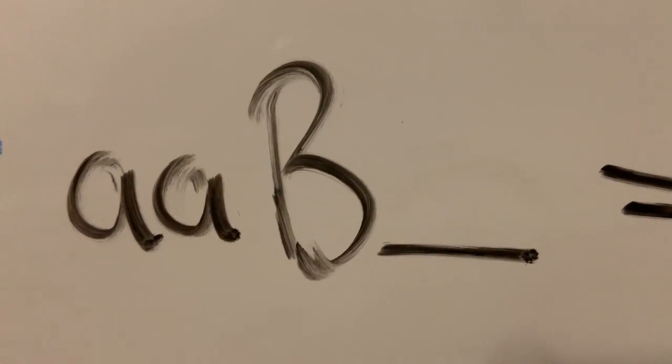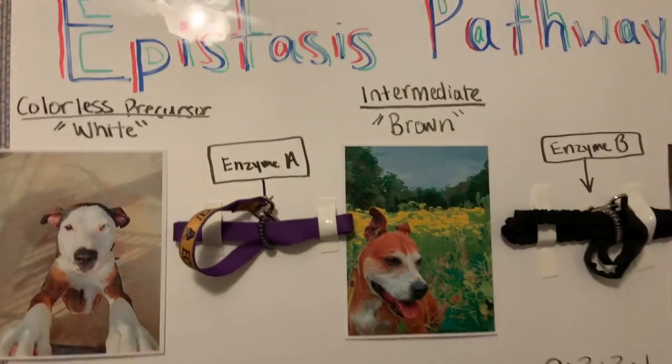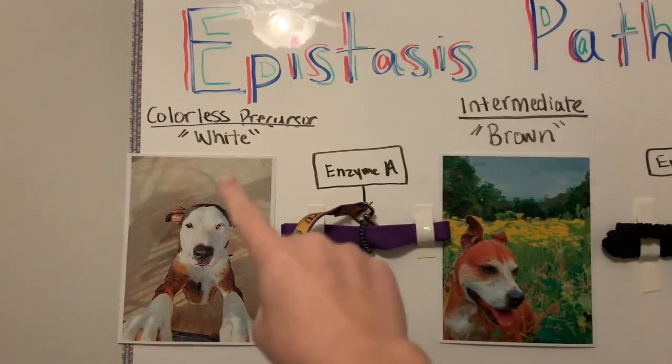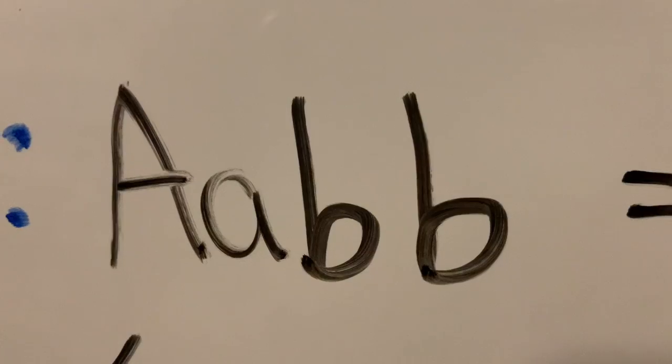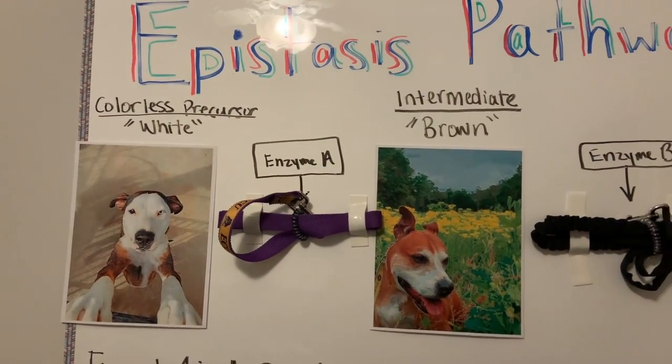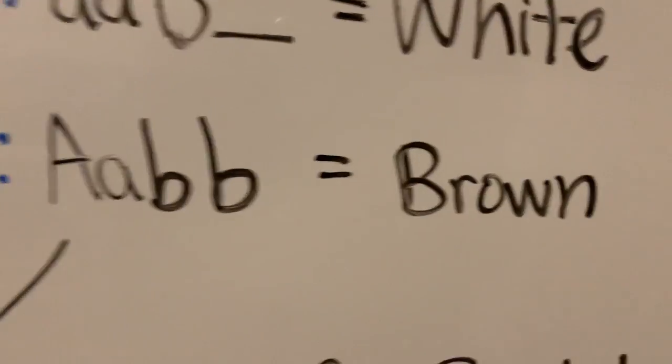Here we have lowercase a's and uppercase B. Since they're recessive a's, we don't have a dominant A to go from white to brown, so we stay at white. We only have a dominant A and no dominant B's, so we are using the enzyme A to go from white to brown. Using our epistasis pathway, this is brown.